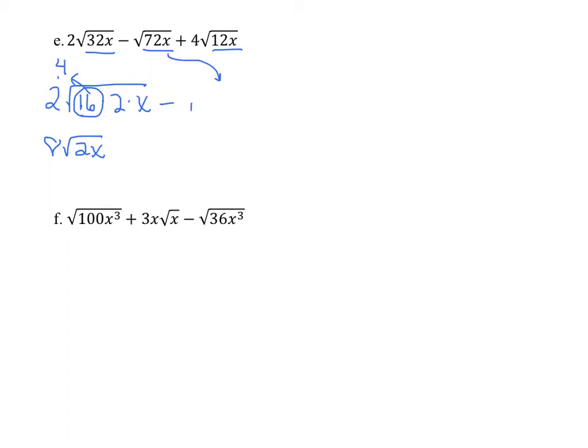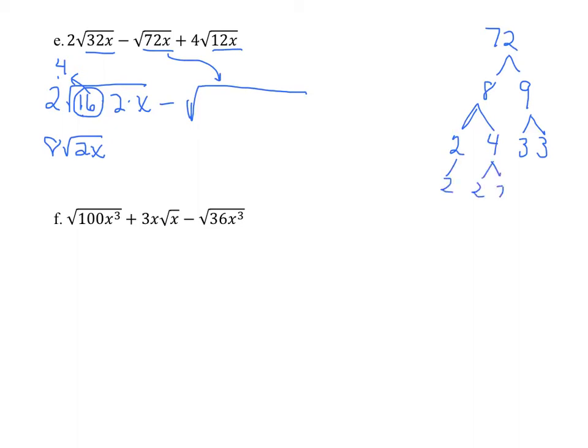Now, 72. Well, 72, I'm going to do that over here, you guys. It's really 8 times 9, and 9 is 3 times 3, but 8 is really 2 times 4, and 4 is really 2 times 2. Cool. So for 72, I'm just going to take my time, you guys.